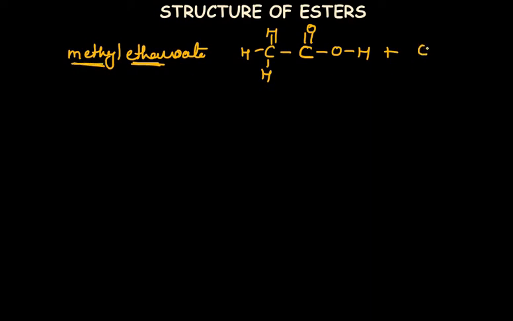So methanol is CH3OH. Now if we draw the ester made from ethanoic acid and methanol, that is methyl ethanoate, in the ester the acid part should be drawn first. So I am drawing the acid part first.